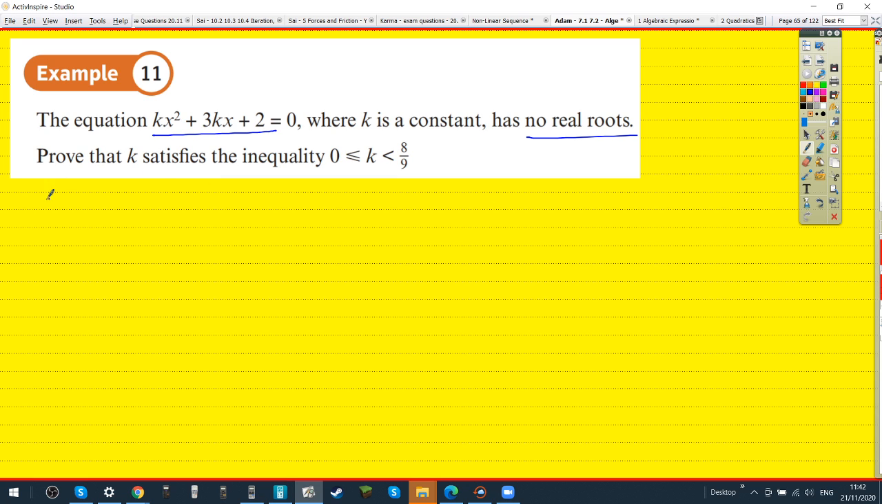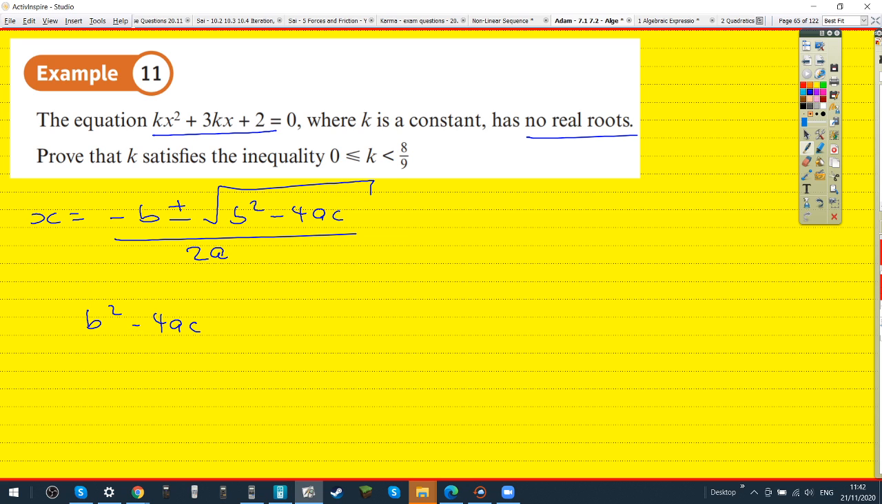You remember the quadratic formula? Yeah. It's square root b squared minus 4ac. Yes. B squared minus 4ac is the bit that will determine how many solutions you get. If there are no real roots, then what do you know about this b squared minus 4ac? It's less than 0. Yeah, it's a negative number. It is less than 0.